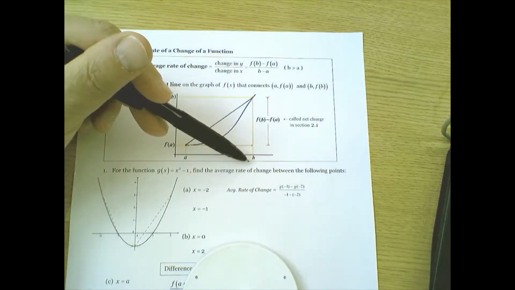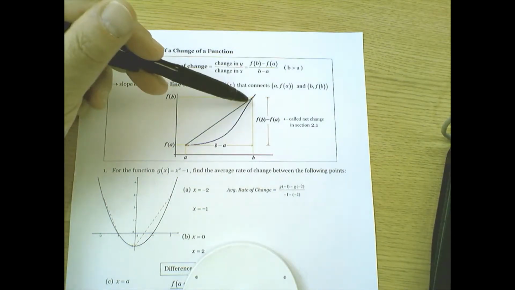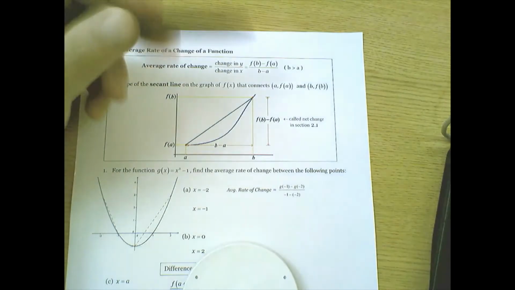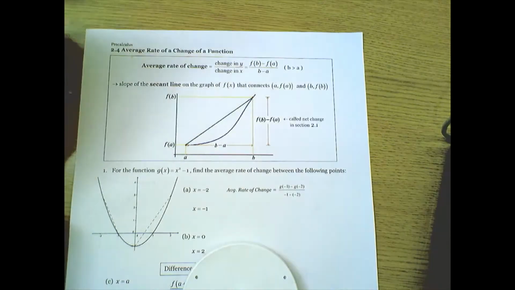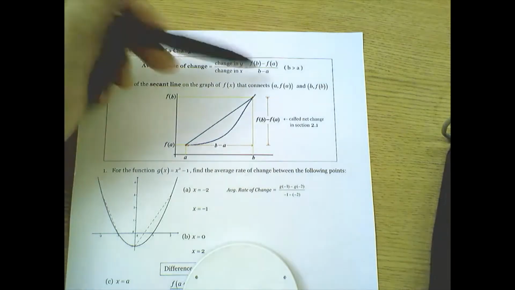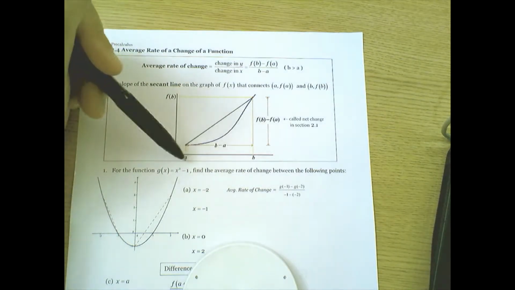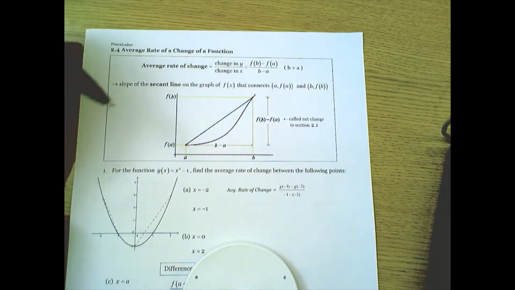When we evaluate the function at b, we're going to get what? A value of f of b. So the change in the y coordinate is nothing more than f of b minus f of a. What's our change on our x coordinate? It's nothing more than the distance from a to b, which is nothing more than b minus a.